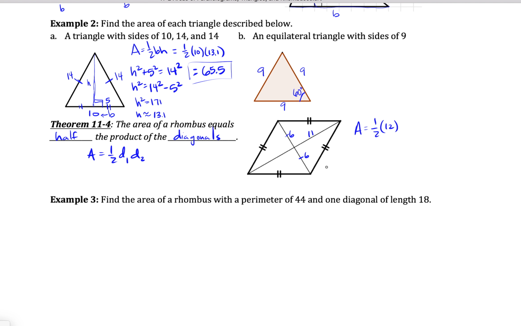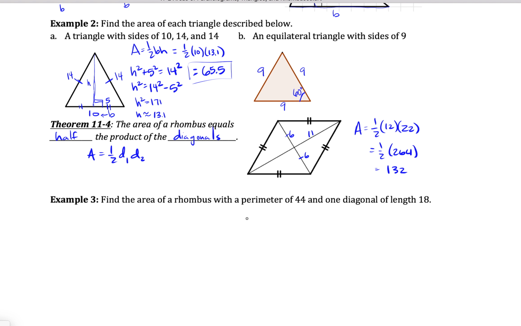So that entire diagonal would be 12. And then the other diagonal, by the same reasoning, would be 22 units long. So I would take 12 times 22 and then take half of that. So we'd be looking at half of 264, which is going to be 132. So with these measurements for these diagonals, that rhombus would have an area of 132 square units.